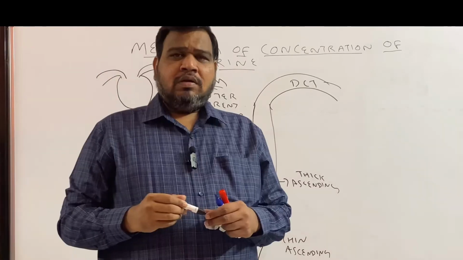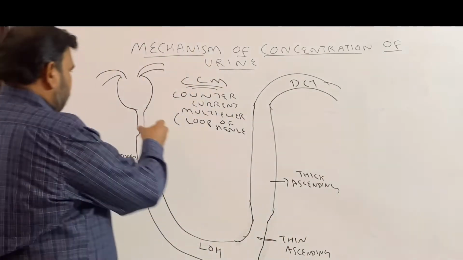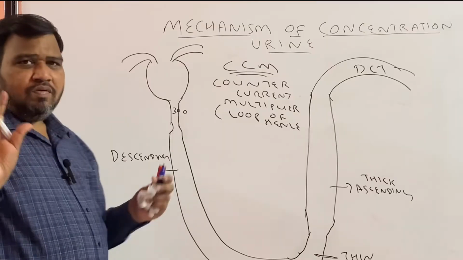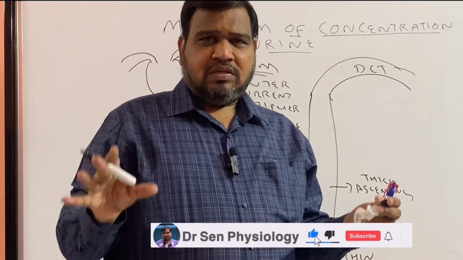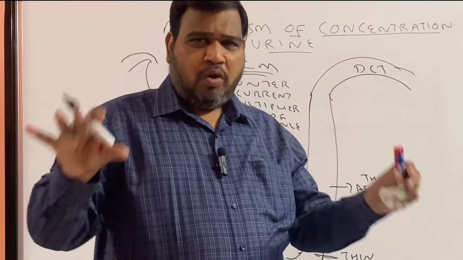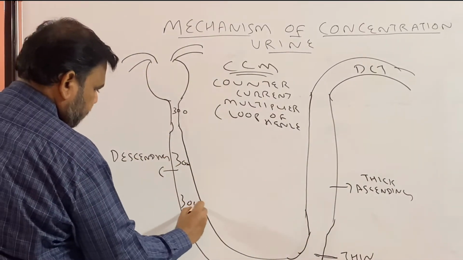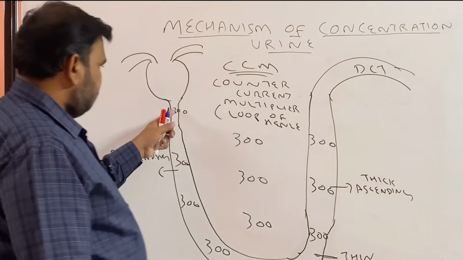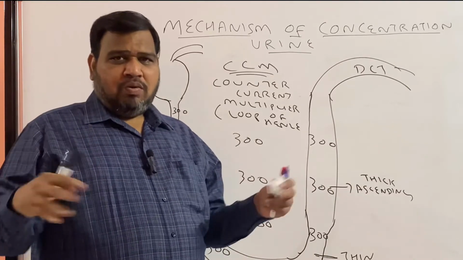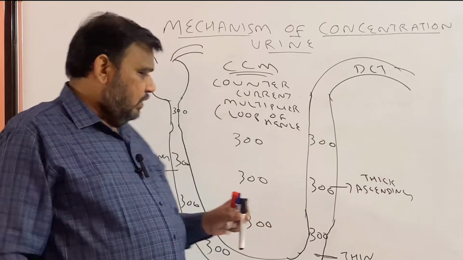So, the loop of Henle. Now, just imagine, we all know plasma osmolarity is 300 milliosmoles. So whatever is going to enter the proximal convoluted tubule is 300 milliosmoles. We will start with a hypothetical imagination. Just imagine the countercurrent mechanism is not going to happen. What will happen? It will be 300. You can see the osmolarity is 300 everywhere because we have not started. The countercurrent multiplier has not yet started. The loop of Henle has not yet started to work. So it is 300 everywhere.